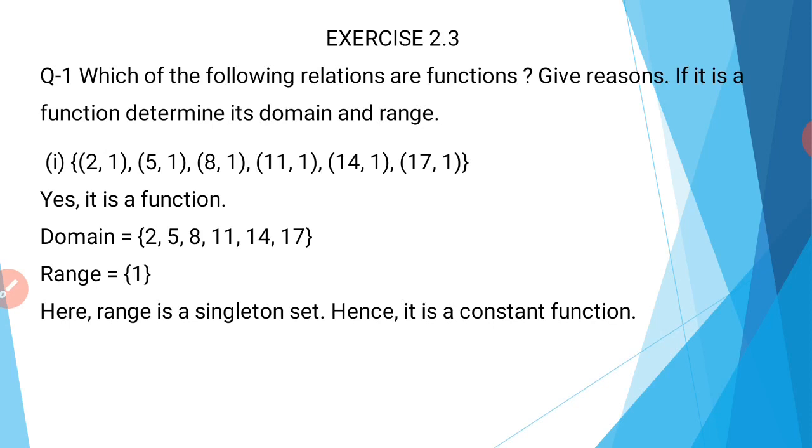So there is a unique association of a number. That means 2 is associated with 1 and not with any other number. The same way 5 is associated with 1 only, and similarly 8, 11, 14 and 17 are not associated with any number other than 1. Therefore it is a function, and the domain is {2, 5, 8, 11, 14, 17} and the range is the singleton {1}. Here the range is a singleton set, hence it is a constant function.